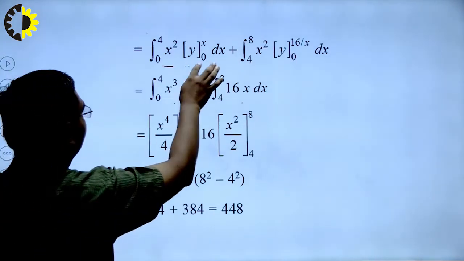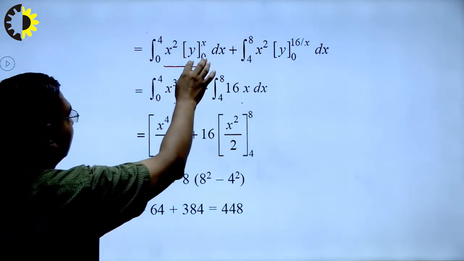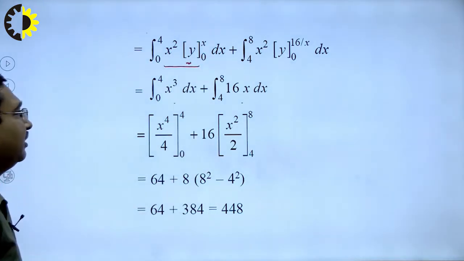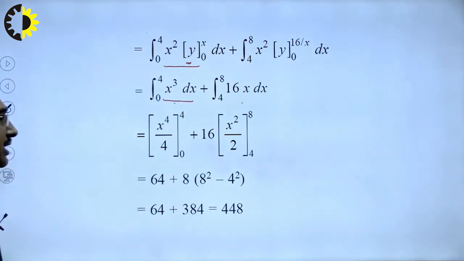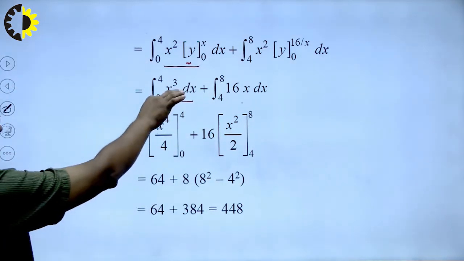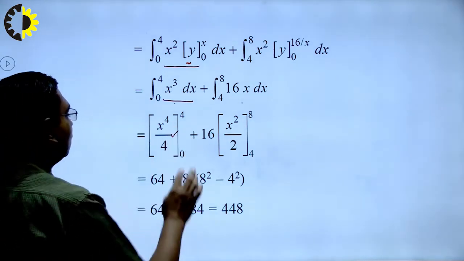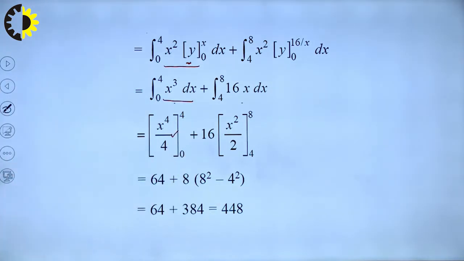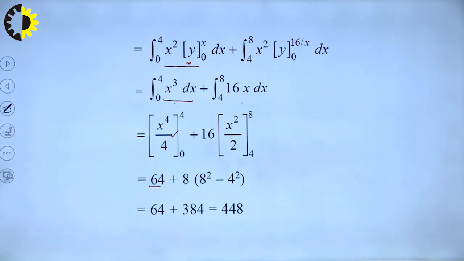For the first integral, because the limits of y occur inside, integration will be performed with respect to y. Integrating this becomes y from 0 to x. Applying these limits, it becomes x cube dx. It is a usual definite integral. Integrating it gives x raised to the power 4 upon 4. Applying these limits, it gives 64 minus 0.